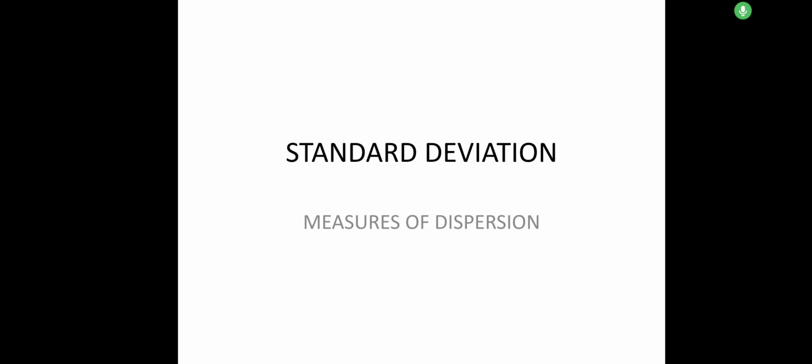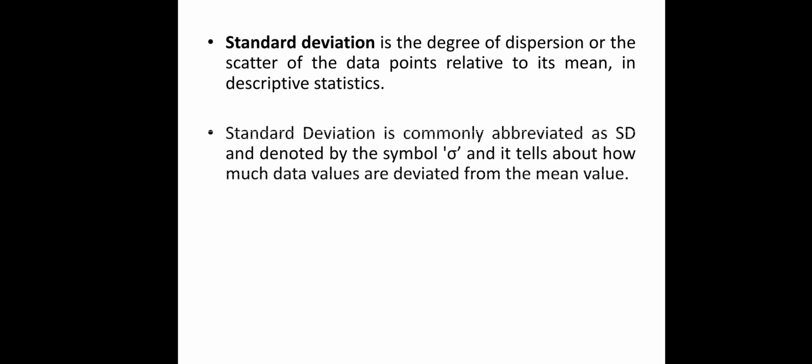To all your students, in this video we will be discussing another topic of measures of dispersion, that is standard deviation. Standard deviation means the degree of dispersion or the scatter of the data points related to its mean in descriptive statistics. Basically, we have the mean value, and from that mean value, the actual value, how much is the difference from the mean value. That will be our standard deviation.